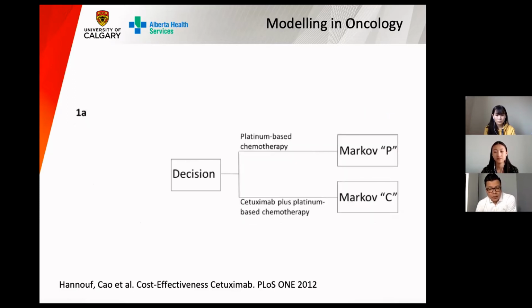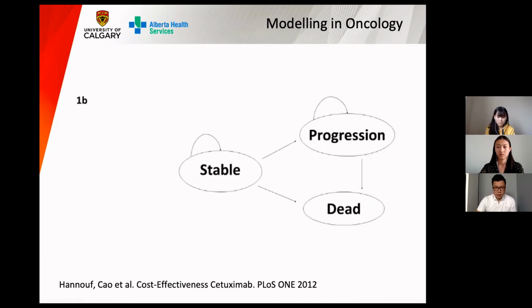So here we just did a simple decision tree initially, where patients with head and neck cancers would either get a platinum-based chemo, a type of chemotherapy, or chemotherapy with monoclonal antibodies attached that more selectively target the cancer cells. And so we generated a couple of models. This is just with chemo. Either you are stable on chemo, or you progress, or you die.